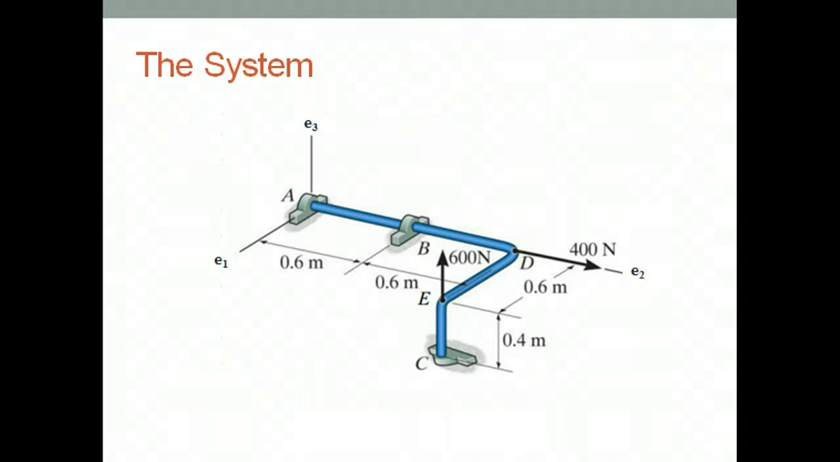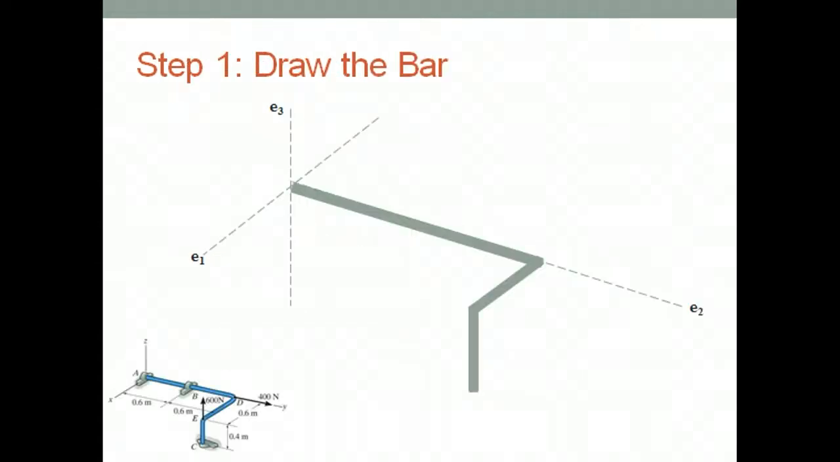The magnitudes at A, B, and C are also unknown. The forces at D and E have known magnitudes and directions. We will use this information to create the free body diagram of the system. Our first step is to draw the entire bar. Don't forget that this is a 3D system, and your drawing should represent that.